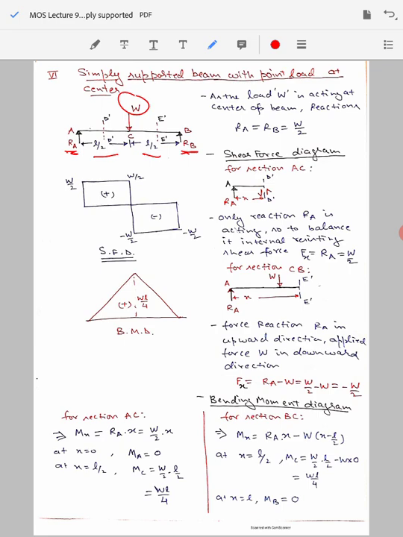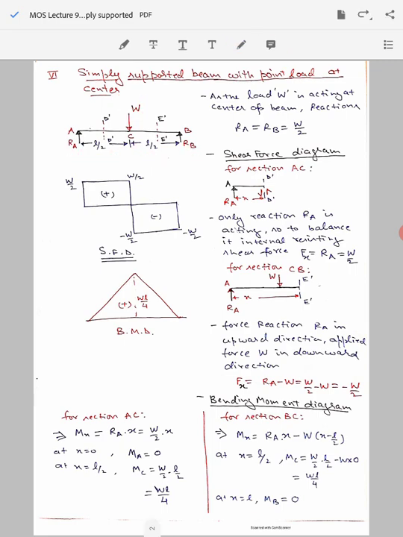The first thing that we need to do in the case of a simply supported beam is to find the reactions, because whether we start from the left end or the right end of the beam, if we don't know the reaction values, we cannot draw the shear force diagram. So let's start with obtaining the reactions.